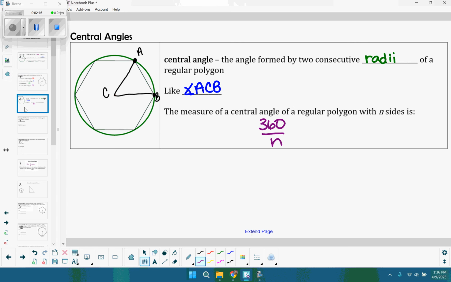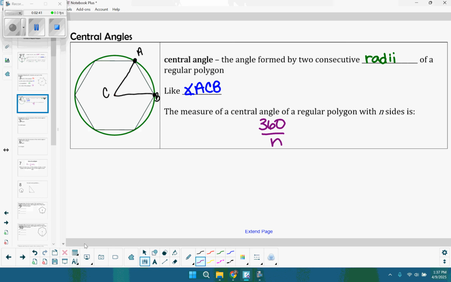A central angle is exactly what it sounds like. It's an angle at the center, and it's made with 2 consecutive radii, and by consecutive we mean we don't skip over one. We don't connect C to here and C to A and then just have one big one. It's going to be between 2 consecutive radii of a regular polygon. So in our picture, angle ACB would be a central angle.